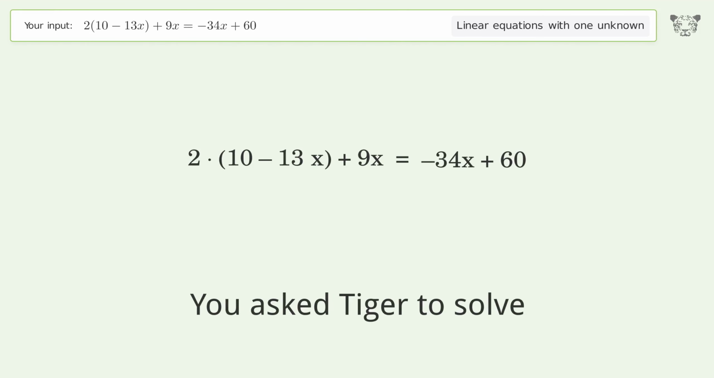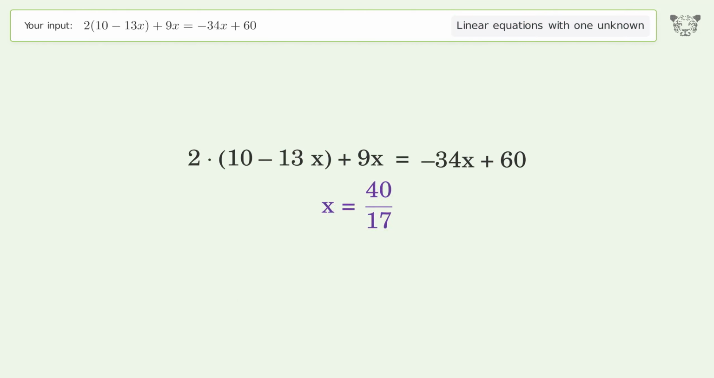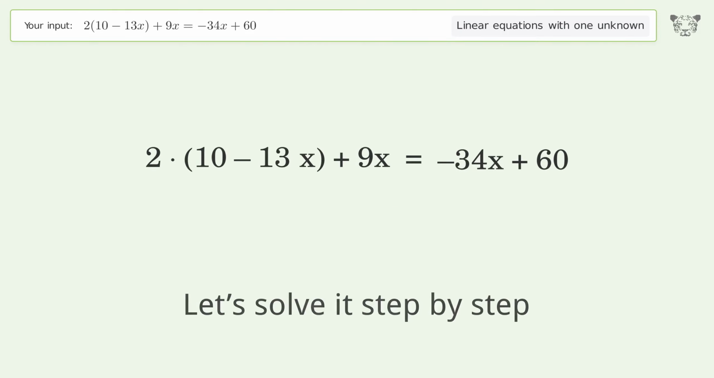You ask Tiger to solve. This deals with linear equations with one unknown. The final result is x equals 40/17. Let's solve it step by step.